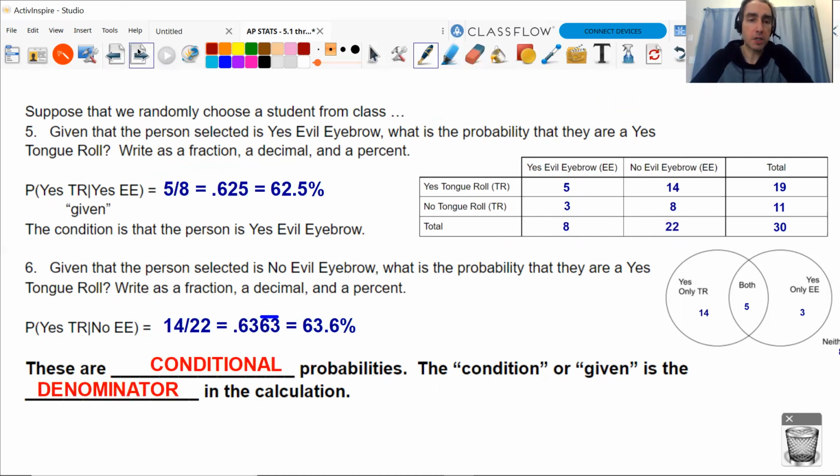These are what we call conditional probabilities. The condition is given in the denominator of the calculation. So we don't use the entire total in these cases. We use just the margins. And that's for our conditions.